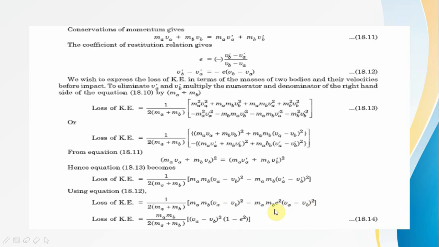So when we further solve, we get MA MB upon 2 (MA plus MB) in bracket, (VA minus VB) square into (1 minus E square). So finally, we get loss of kinetic energy, that is MA MB upon 2 (MA plus MB) in bracket, (VA minus VB) square into (1 minus E square). So this is the formula for loss of kinetic energy, dependent upon masses MA MB, initial velocities VA VB, and coefficient of restitution.